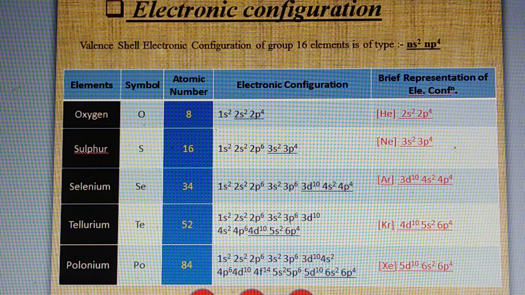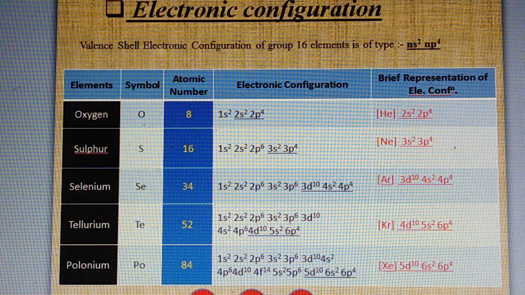For sulfur, atomic number is 16. Configuration is 1s2, 2s2, 2p6, 3s2, 3p4. If you observe the outermost configuration, it is 3s2, 3p4. Up to 1s2, 2s2, 2p6 is the configuration of the inert gas neon. So the brief representation will be neon 3s2, 3p4.